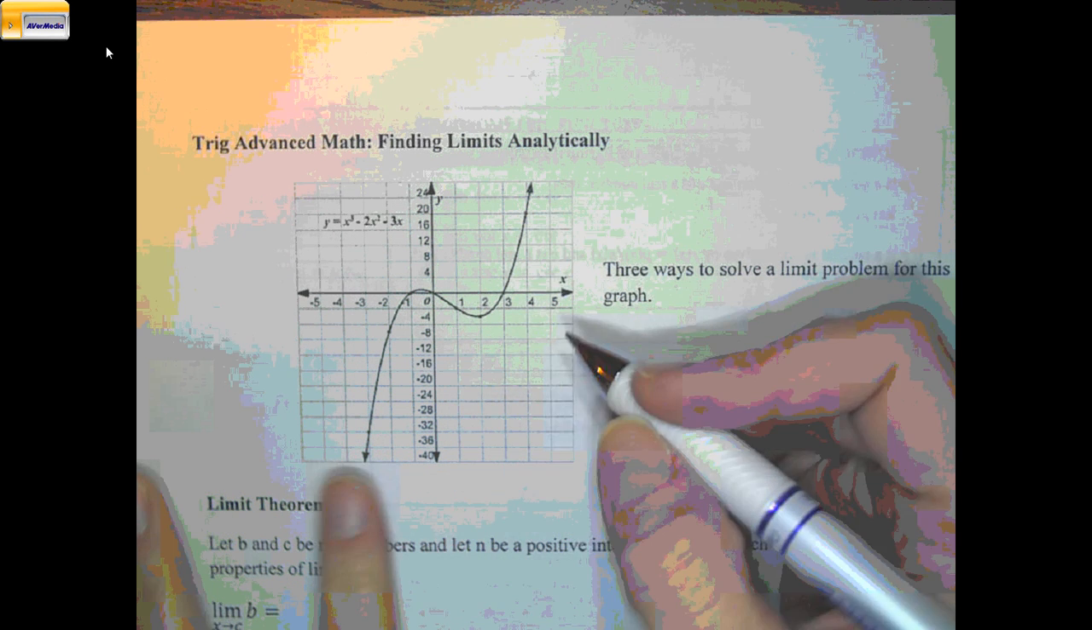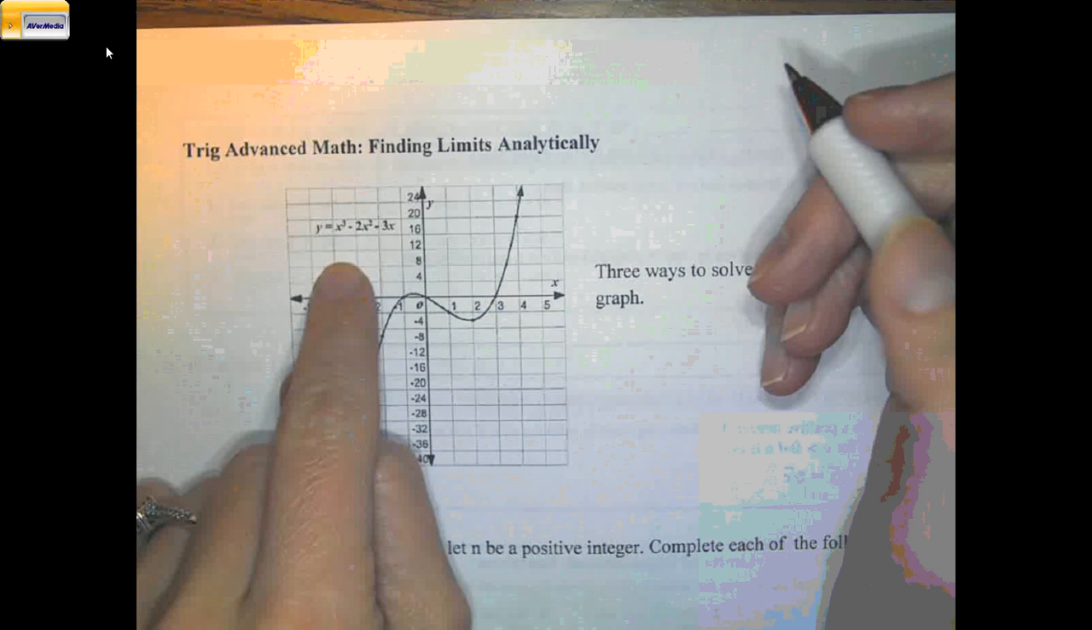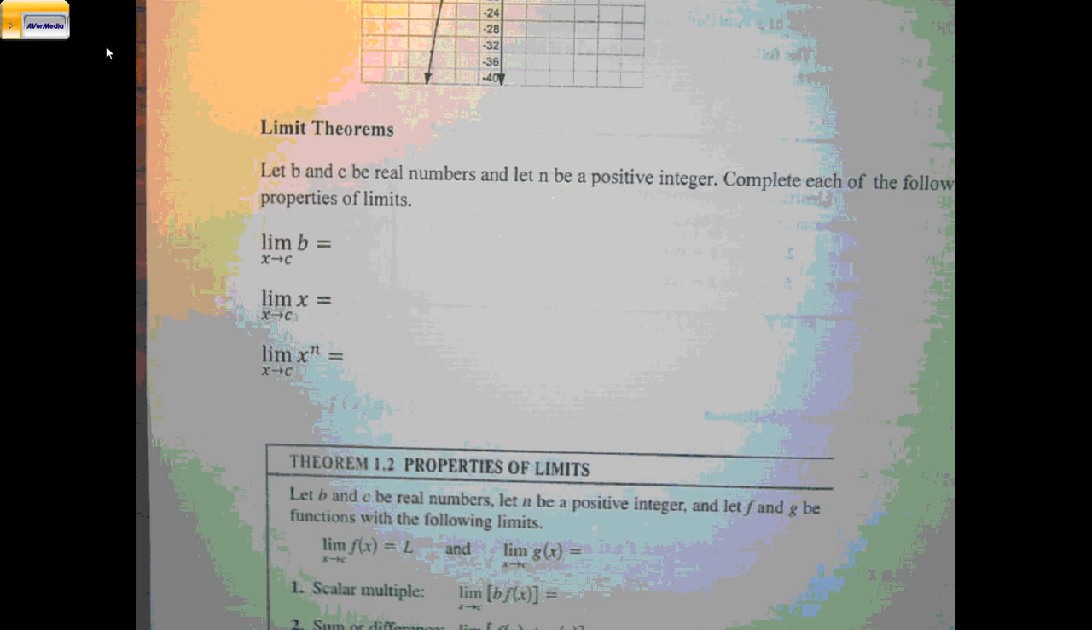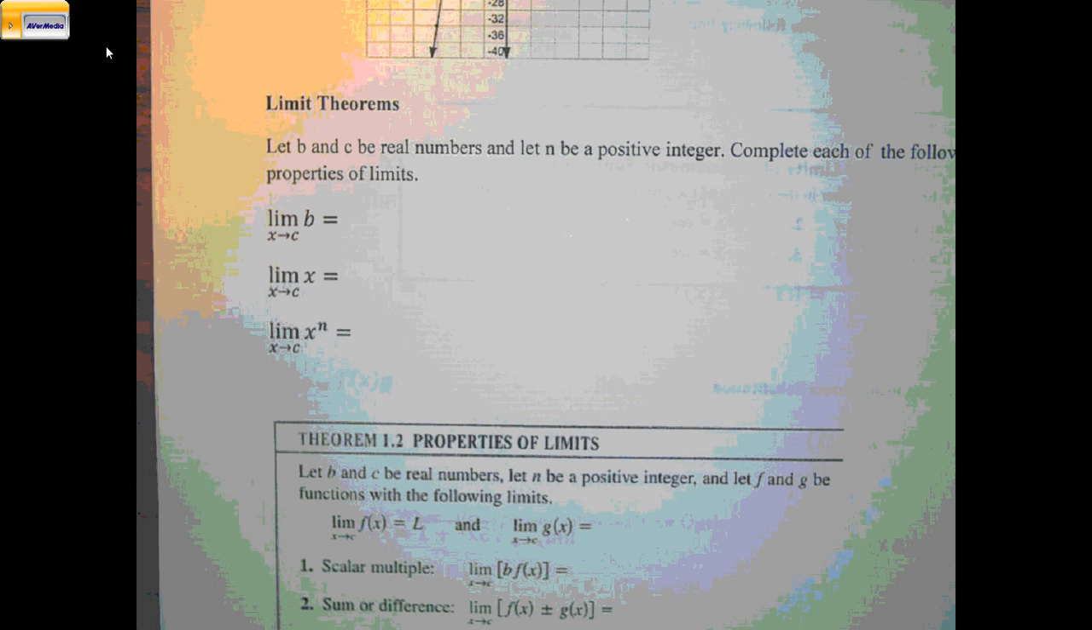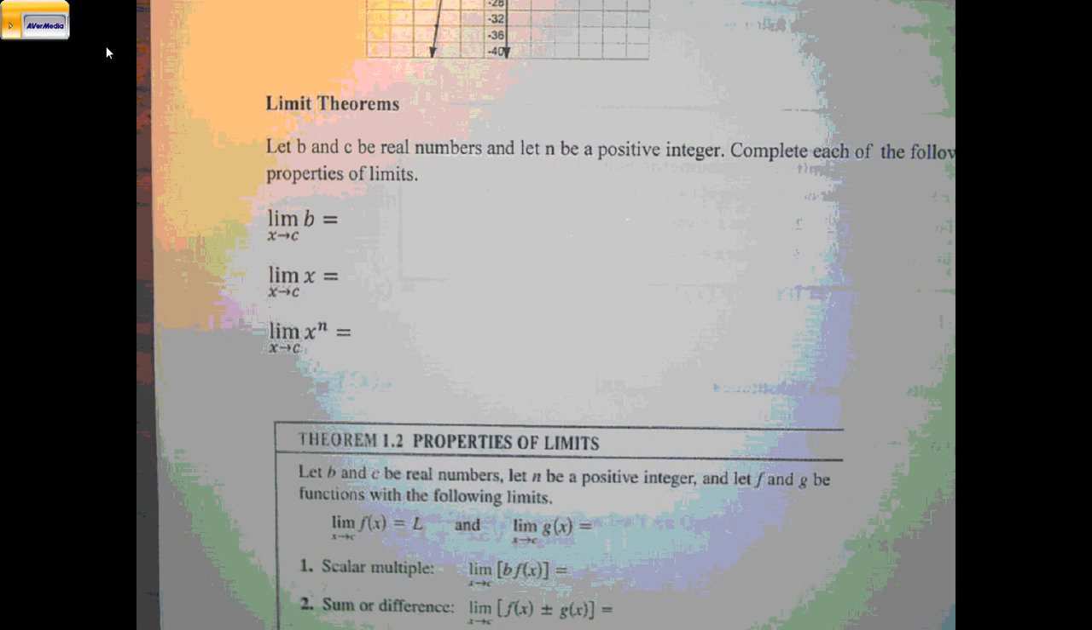So, when we look at this particular picture, do we see any holes or any asymptotes? No. For situations where there are no holes or asymptotes, you could just plug it into the equation itself and figure it out. And it's not really a big deal. There's some other rules that I want to talk to you about. It says to let b and c be real numbers, and n is a positive integer. Complete each of the following properties of limits.